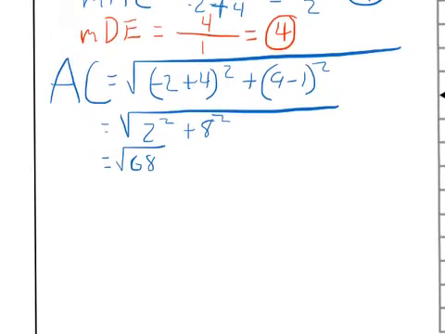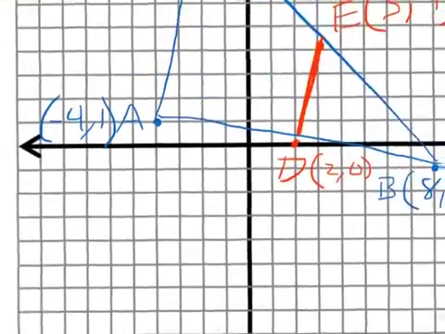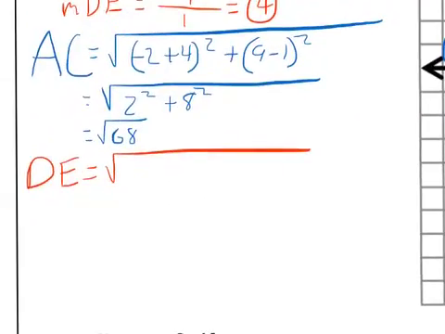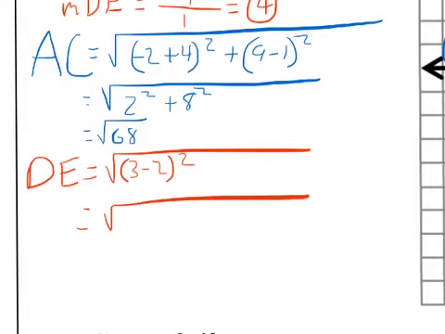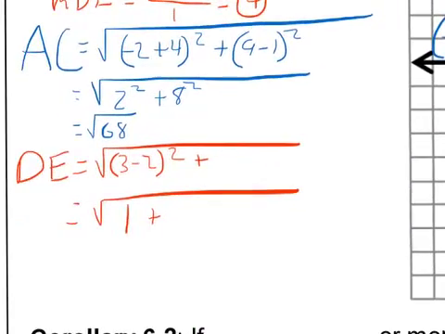Now let's do the distance of DE. Same idea, take my x's, 3 minus 2. This should be pretty easy. 3 minus 2 squared, that's just going to be 1 squared, so that's just 1. And then add to it my y's. So 4 minus 0, squared. Well, 4 minus 0 is 4, and 4 squared is just 16. So we get that this is rad 17.